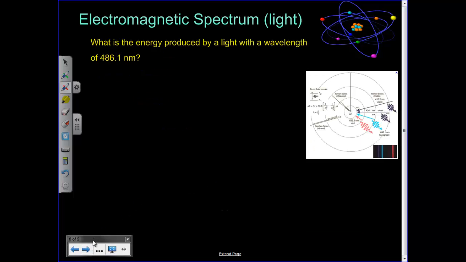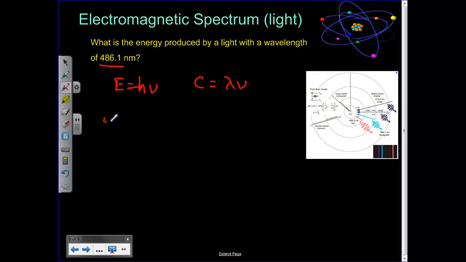Now, as we start to look at Bohr, as we look at these wavelengths of light, we have a wavelength here, and we need to find the energy of that wave. So we need this equation that says energy is equal to Planck's constant times frequency. The problem is we have wavelength, so we also need this equation that says the speed of light is equal to the wavelength times frequency. We also have nanometers, so we have to convert to meters.